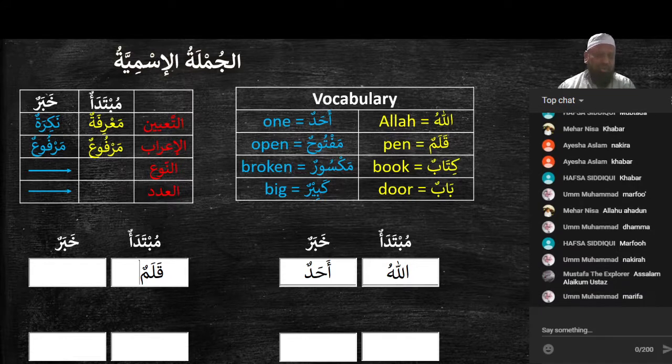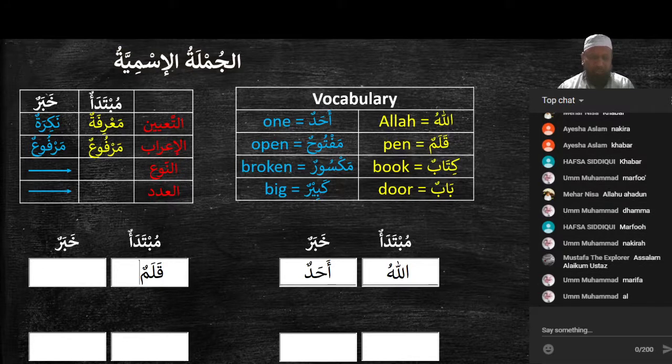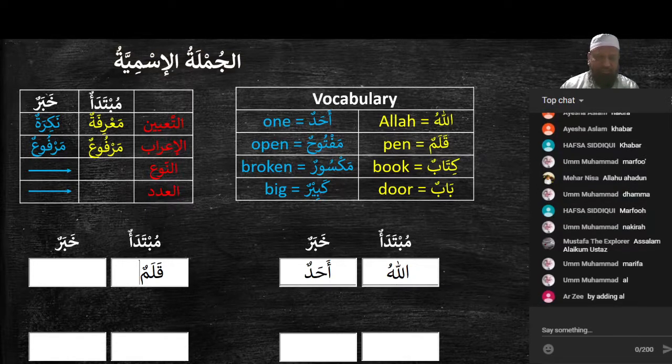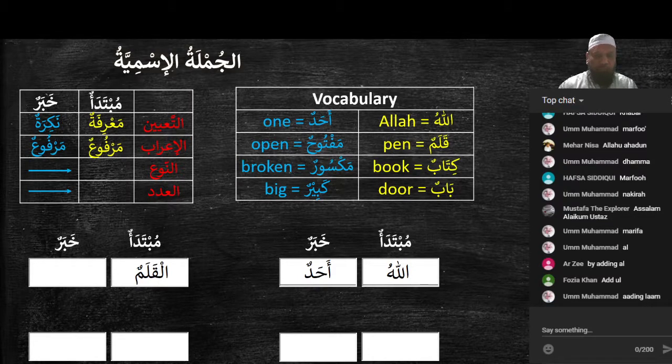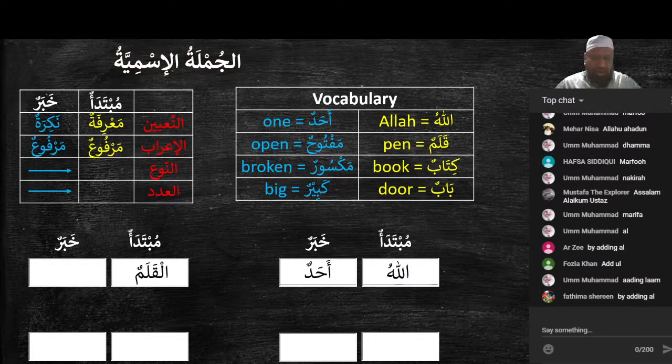How do we make nakira ism into ma'rifa? Yes, the qalamun is nakira because we're having tanwin. So how do we make this nakira into ma'rifa? Yes, we're going to add alif lam at the beginning. We need al. What happens when we add al to a nakira ism?